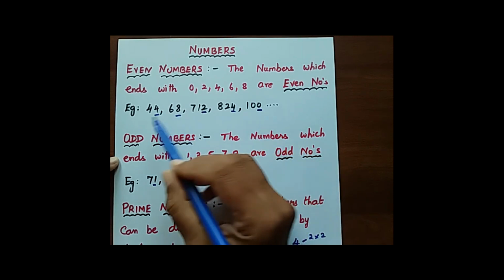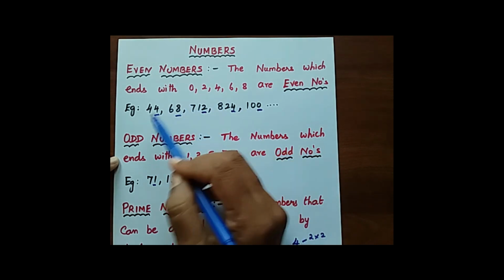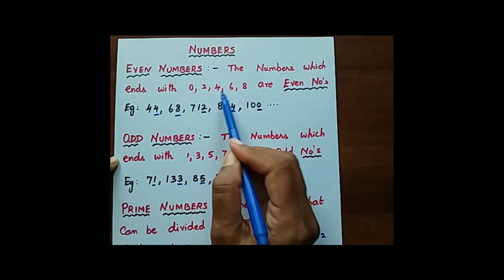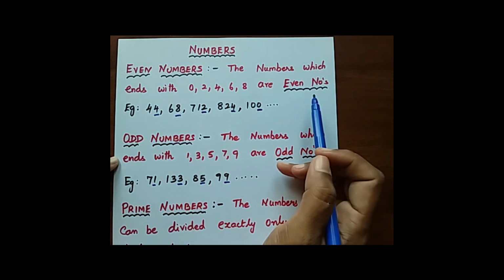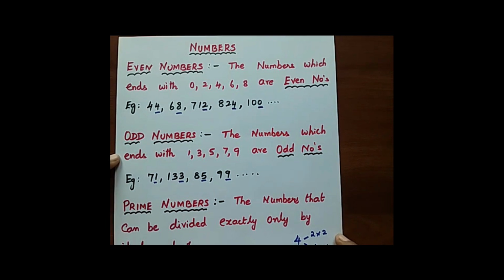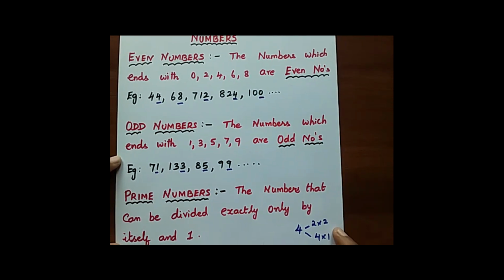It is 0. All these numbers end with 0, 2, 4, 6 and 8. So these numbers we call even numbers. Okay. Now we are going to odd numbers.